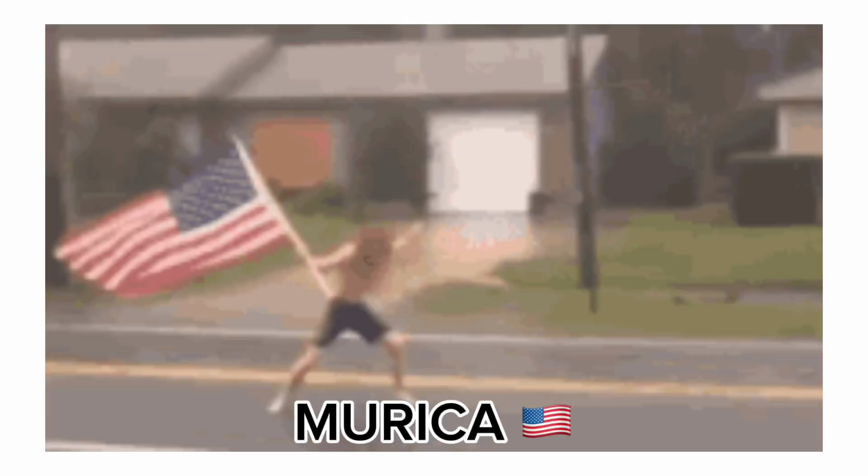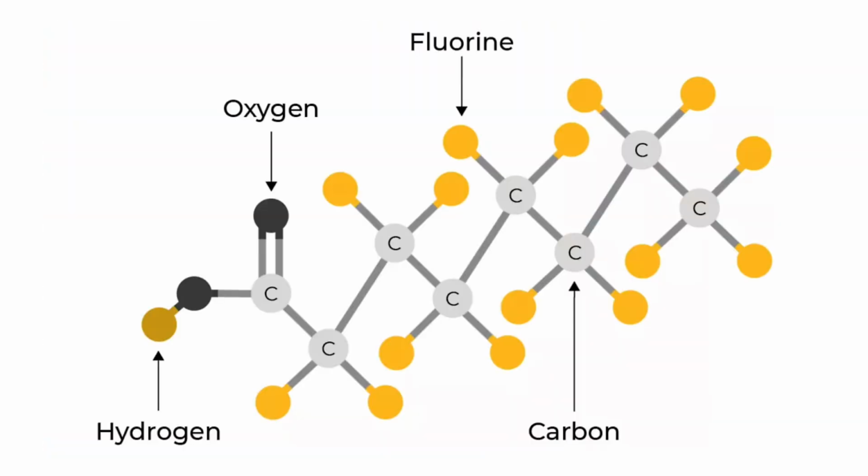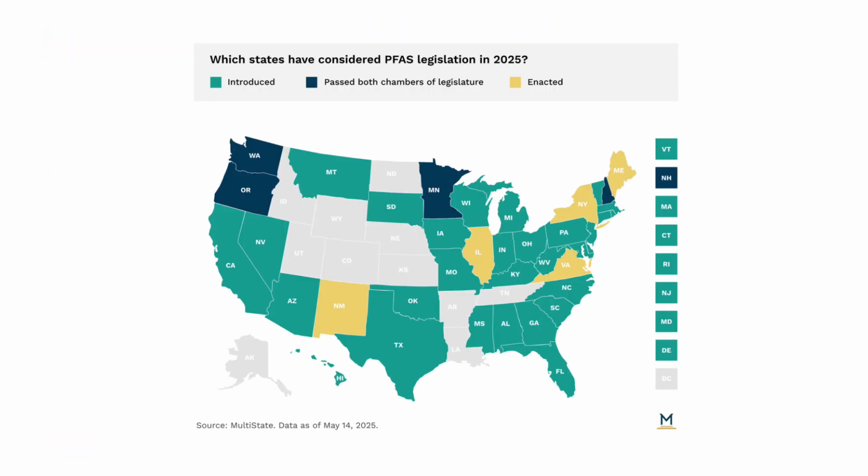Finally, we will talk about the United States and PFAS. Government organizations in the United States, such as the EPA, or the Environmental Protection Agency, have limited the amount of PFAS in certain items. However, most legislation is done on a state level, not a federal one. Many states have banned the use of PFAS in a variety of products.